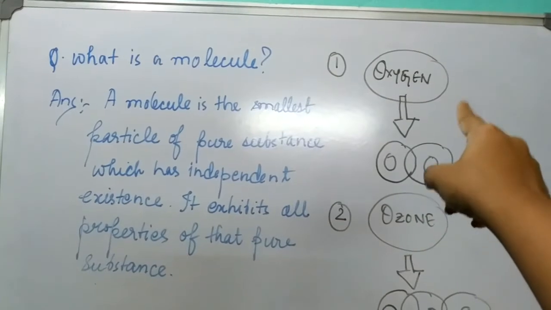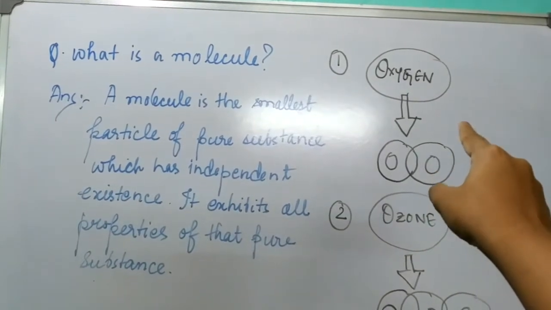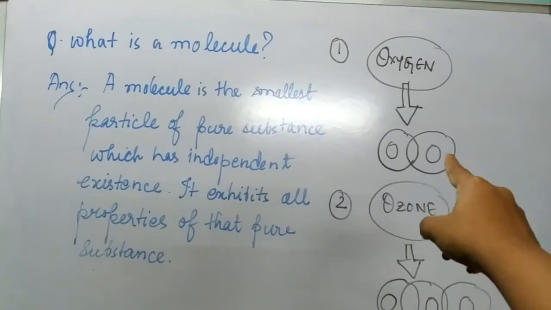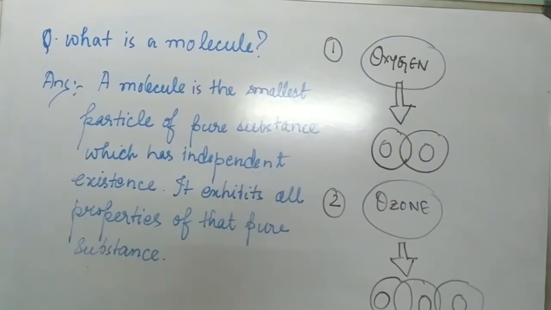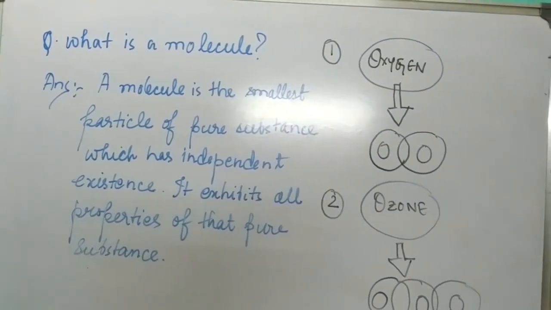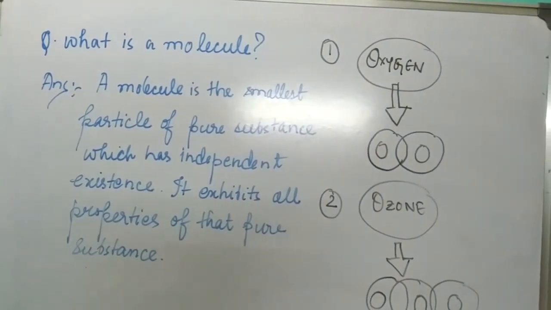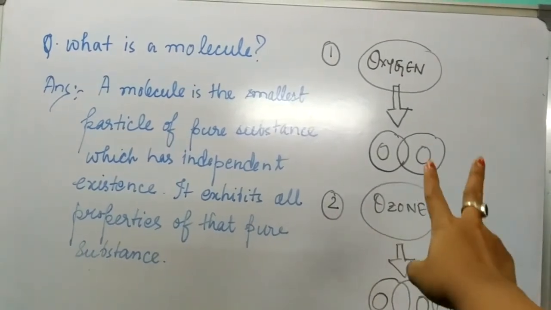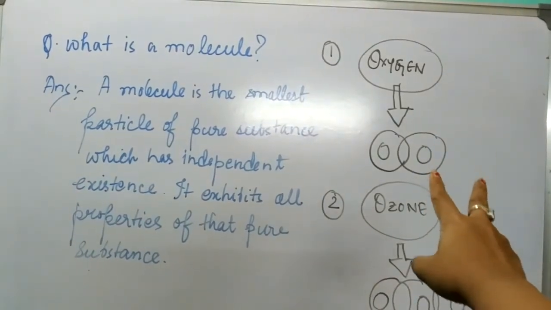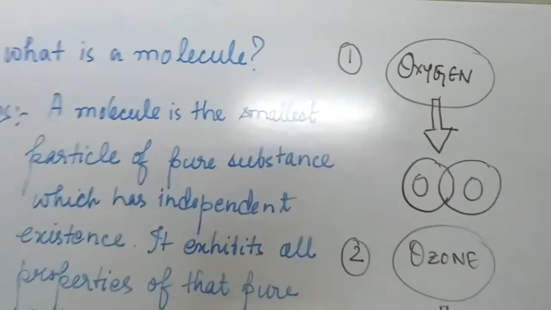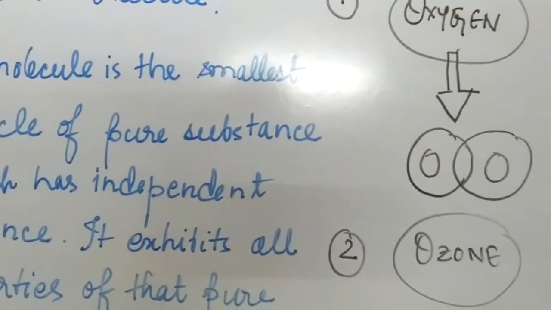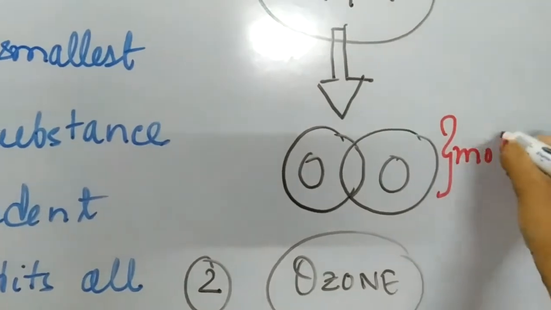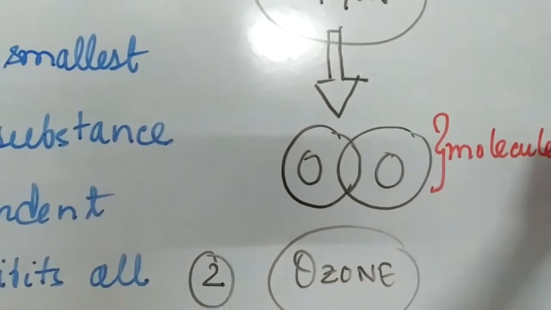Now this oxygen is made up of, you can see, two atoms of oxygen, as we know that the symbol for oxygen is O. You have already learned this. So how many atoms are present in oxygen? Two atoms. Now these two atoms together form the molecule.